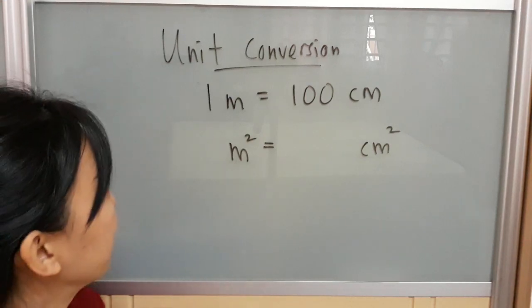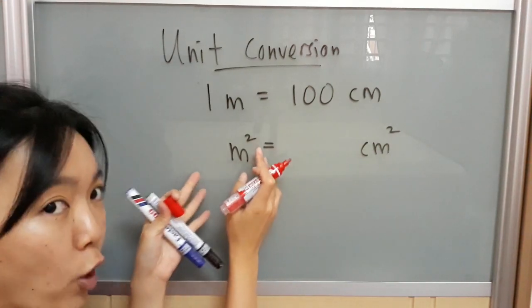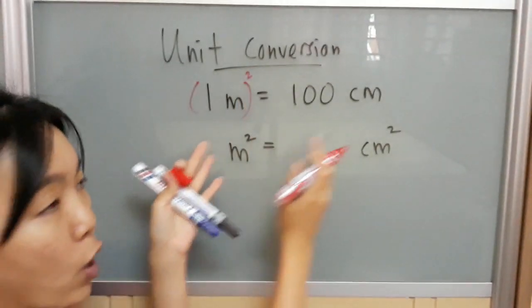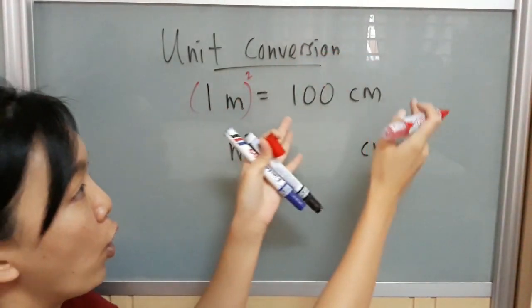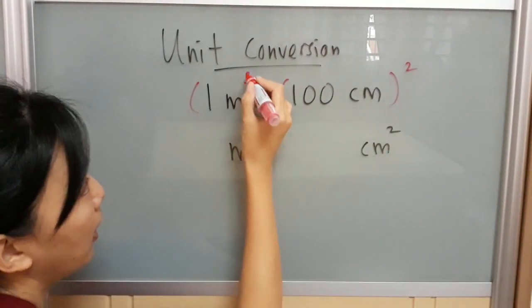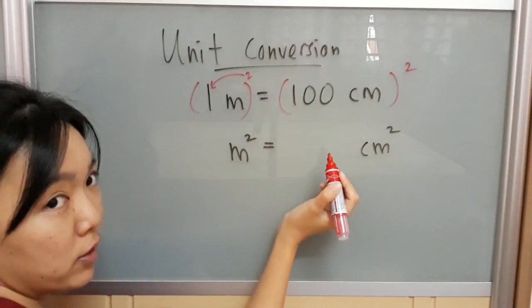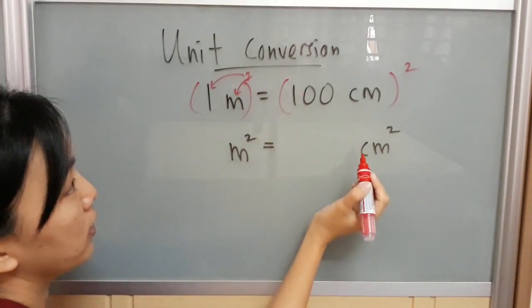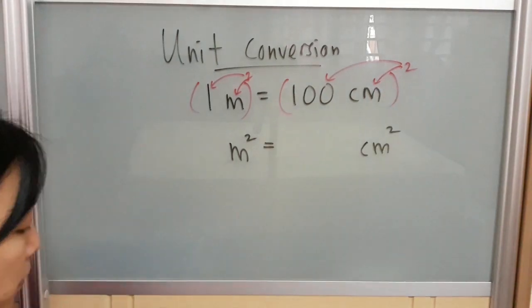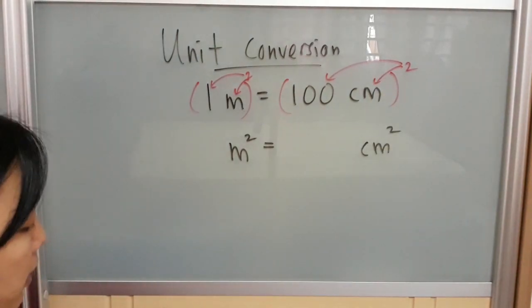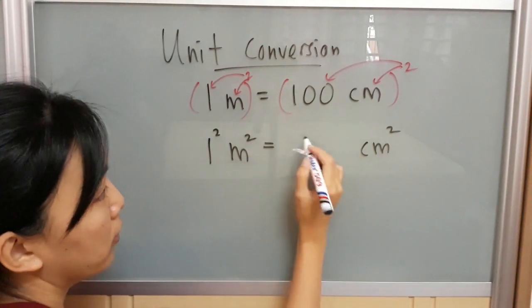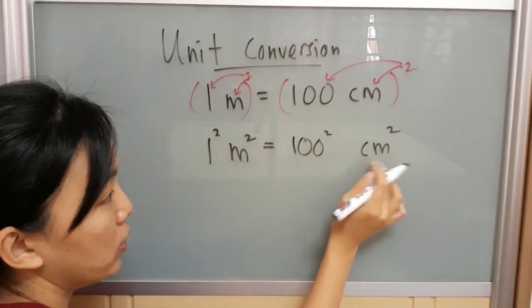Go through with me. If I want to square on the left, I'm going to square the whole thing. If I want to square on the left, I have to square on the right. Whole thing square. When I square the whole thing, the square has to come to the number and also to the unit. Same as here, number and unit. So all I will have here is number square, m square, number square, unit square.